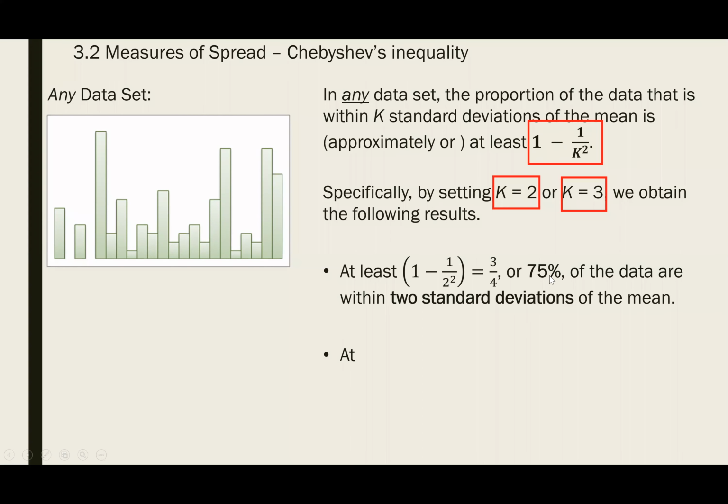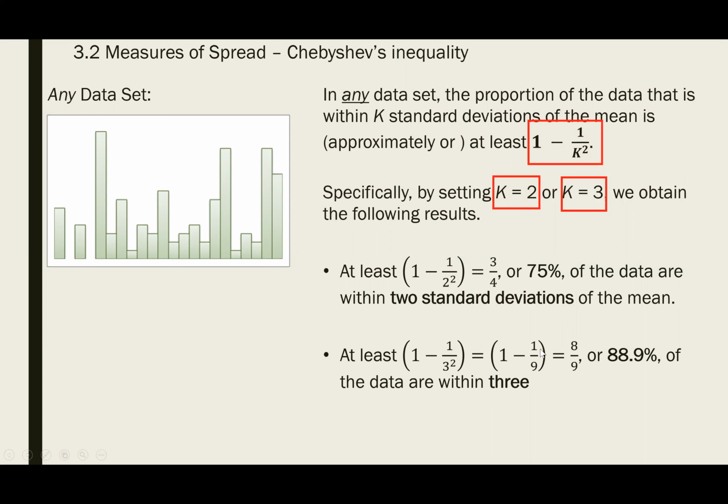Okay. And again, if K is equal to 3, which is 3 times 3 is 9, 1 over 9, then 1 minus 1/9 is 8 over 9. 8 over 9 is roughly 88.9%. So this is the other item.